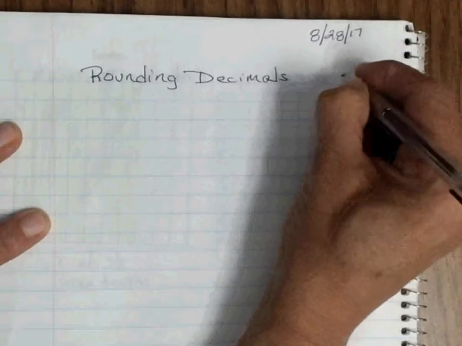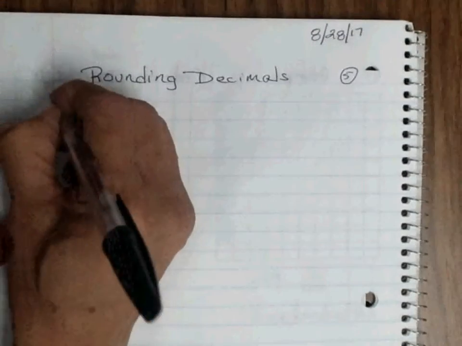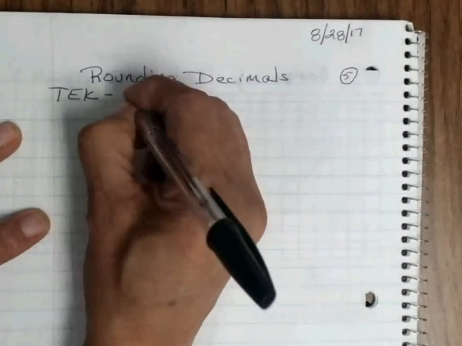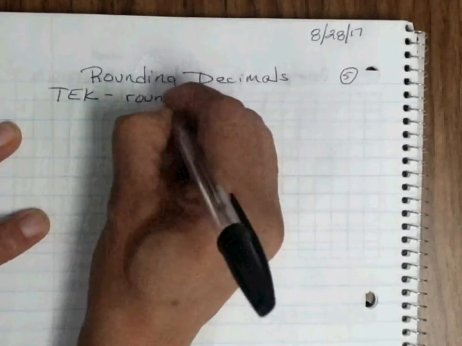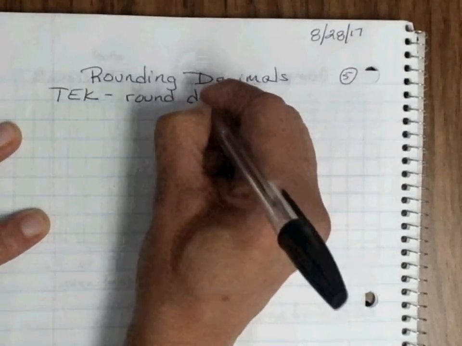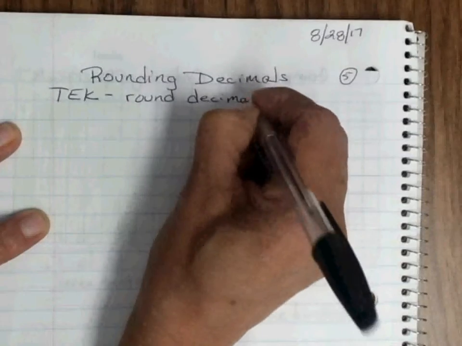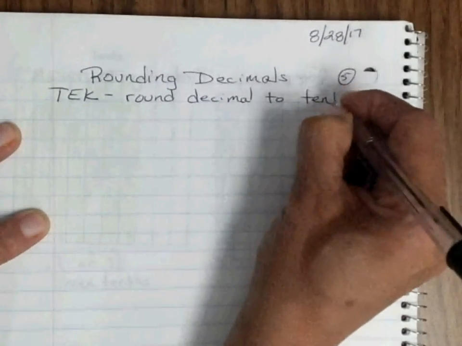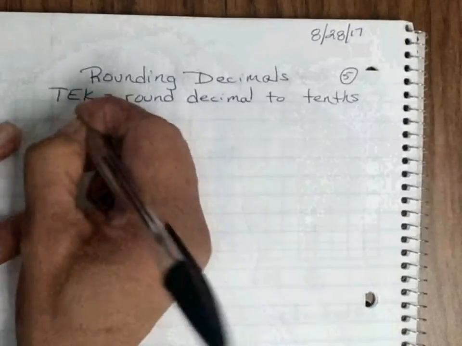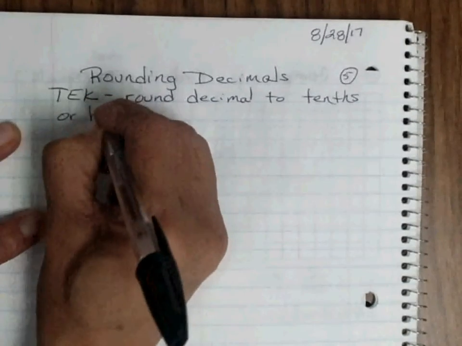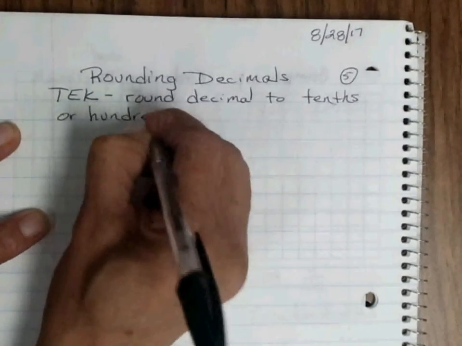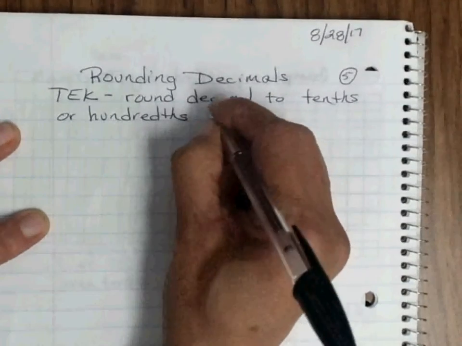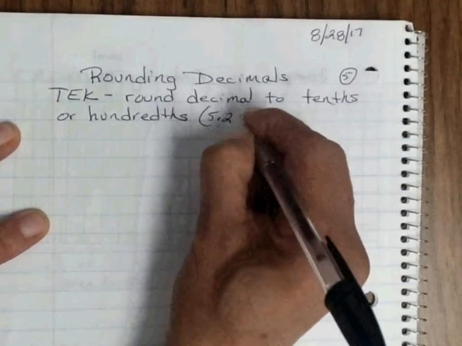Okay, and let's write the TEK, what it is that we're supposed to be learning. So our TEK is to round decimals to tenths or hundredths. And that is TEK number 5.2C.